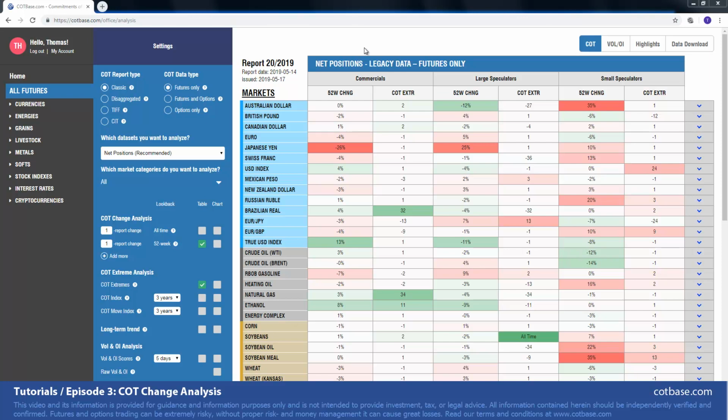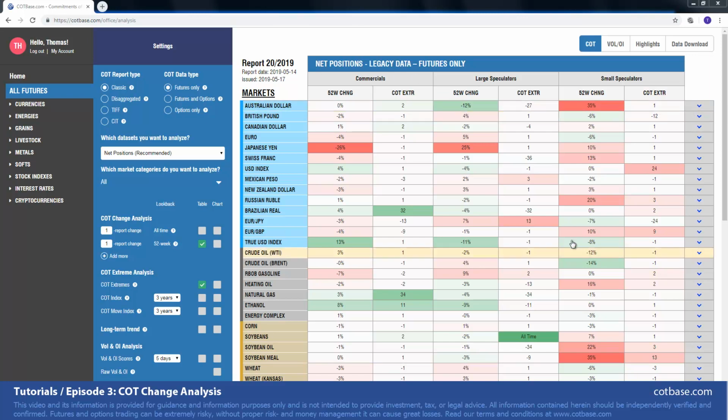This is episode 3, COT change analysis. So by now we understand what the Commitments of Traders report is, that it is published by the Commodity Futures Trading Commission on a weekly basis. We understand there are multiple report types and data types to analyze. And now I'd like to shift our attention to the analysis of the report itself. And the first type of analysis that we do is the COT change analysis.